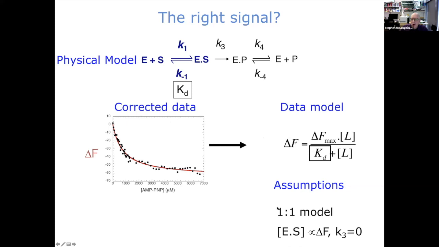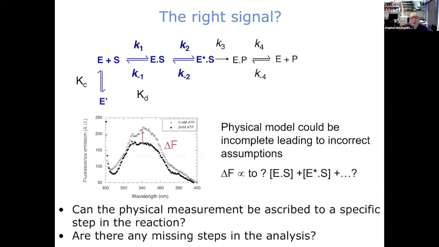And the assumptions are then that it's a one-to-one binding, and that the concentration of the complex that's being formed is actually directly proportional to the change in fluorescence. And we also have to make the assumption that there's no further hydrolysis or turnover. And in this case, we were using non-hydrolyzable ATP analogs.